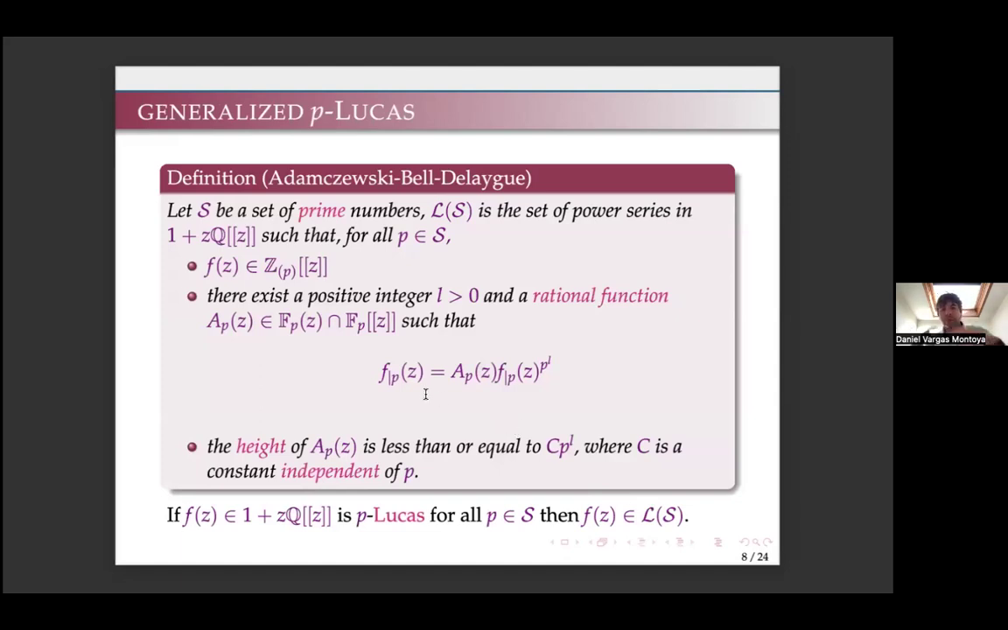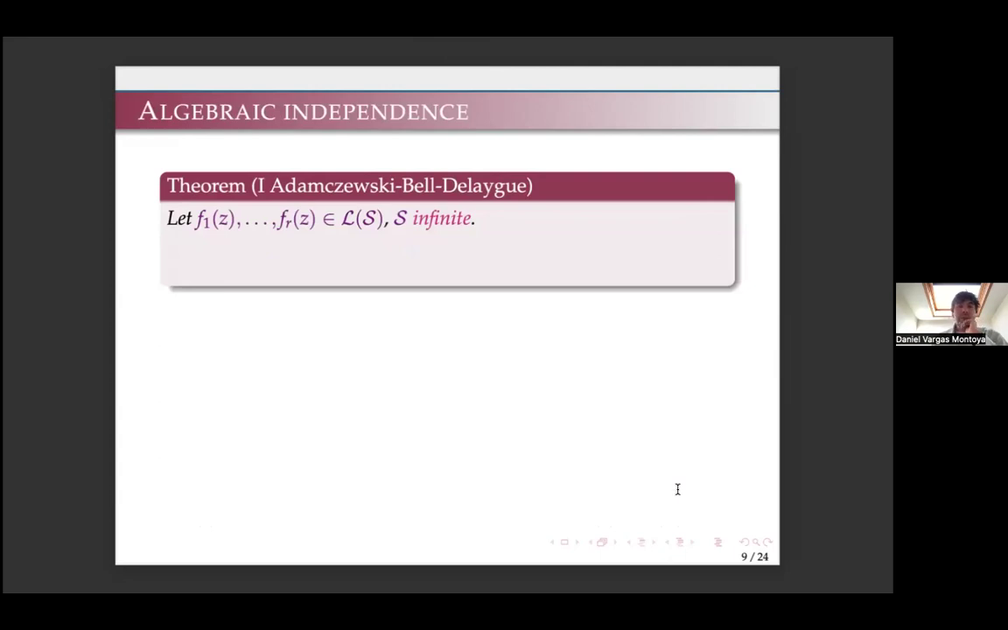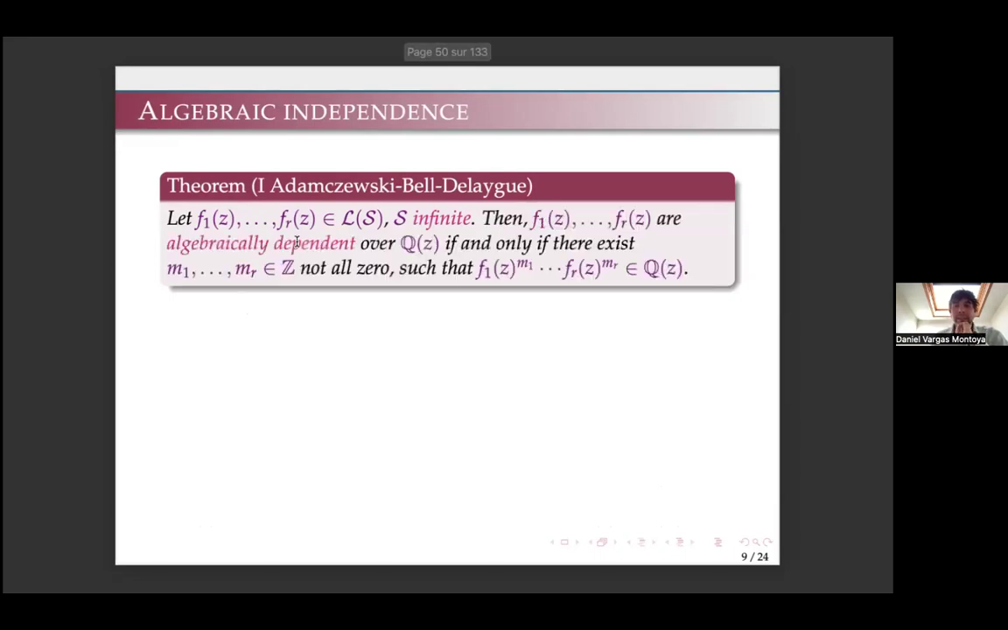And also it's important to say that for the moment, the only example that we know in this set LS is the Pólya series. But according to the definition, it's more general. So here is the theorem due to Adamczewski, Bell, and Delaygue. So we take power series F1, ..., FR in LS, with S a finite set of prime numbers. Then the power series F1, ..., FR are algebraically dependent over Q(z) if and only if there exist integers m1, ..., mR, not all 0, so that this product is a rational function.